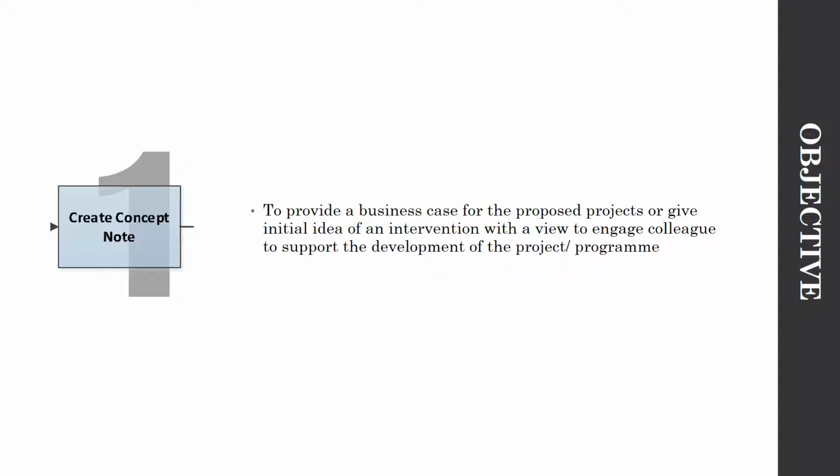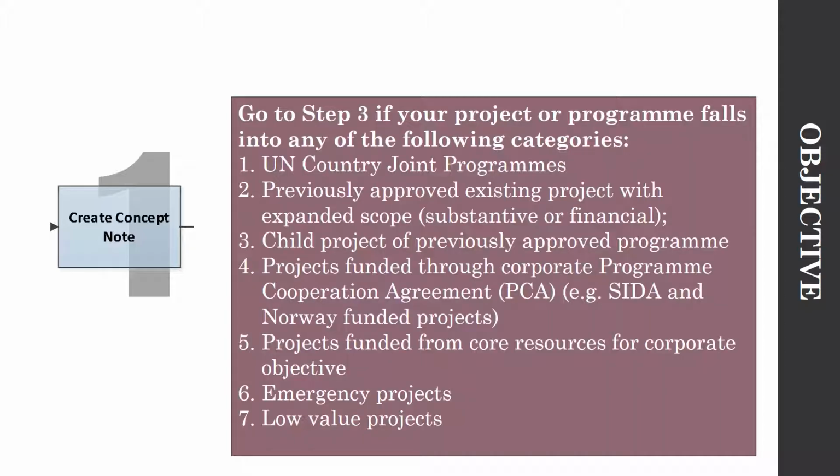Before you proceed, the first question you need to obtain an answer to is: does my project fall into the exempted projects or program categories? If your answer is yes, that means you should not be here. You need to start from step three. But if your answer is no, if your project doesn't fall in any of these seven categories on the screen, that means you're in the right place. You need to start from step one, and then create a concept note.